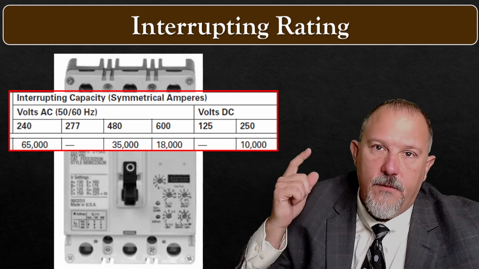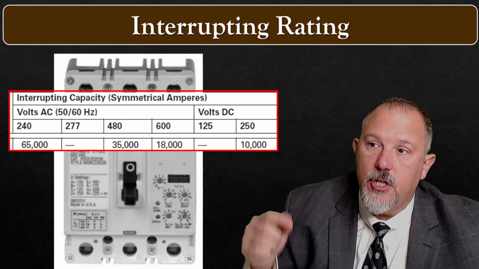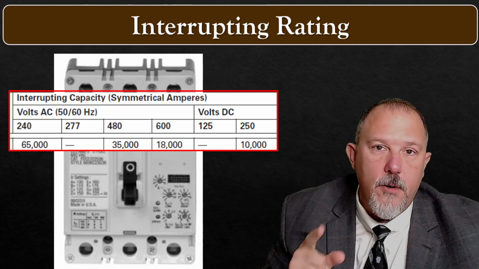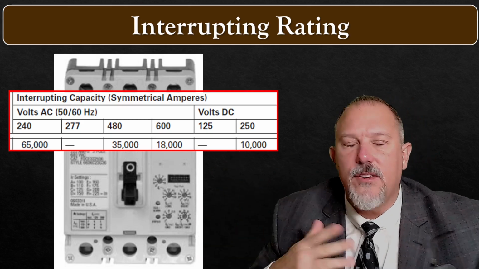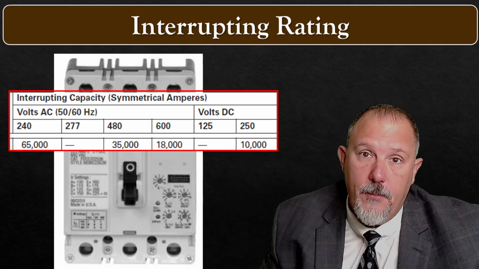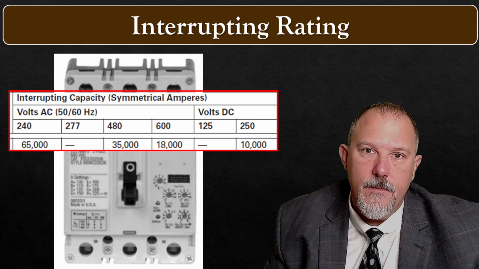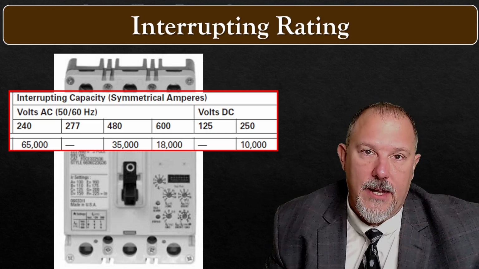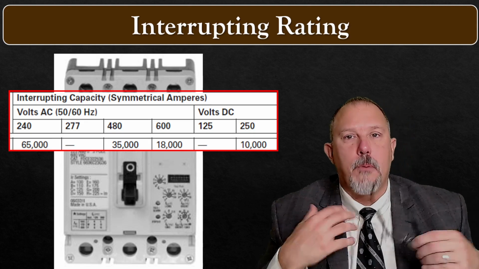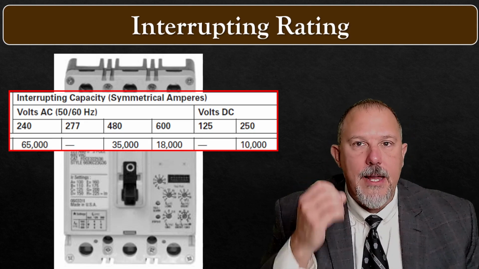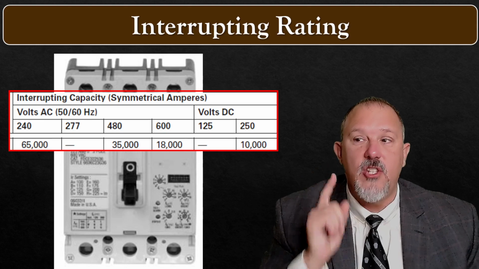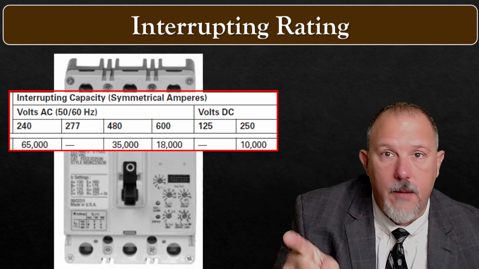So for this circuit breaker, at 240 volts, I can stop 65,000 amps from flowing. That's a pretty big number. But if I'm actually applying this on a 600 volt system, it's only 18,000 amps. Remember, voltage is pressure. So when you're looking at interrupting ratings, don't make the mistake of stopping at that first column.